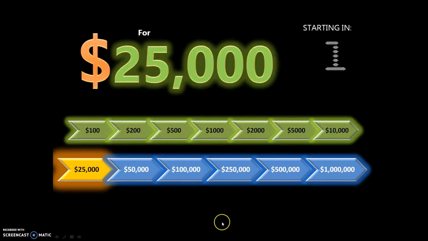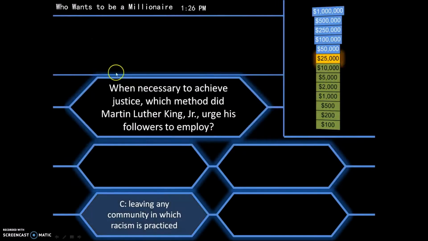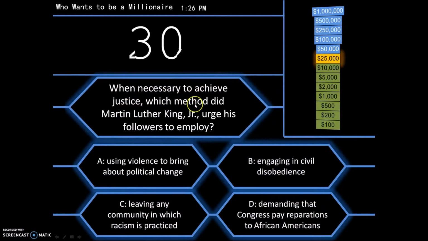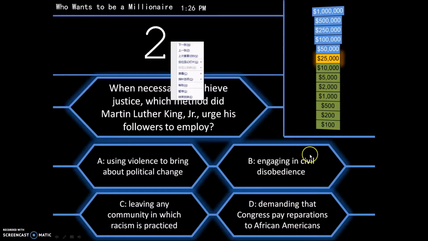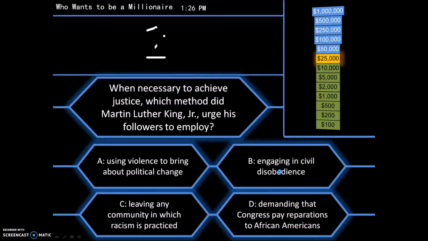Alright, a few more questions to go. About a half. When necessary to achieve justice, which method did Martin Luther King Jr. urge his followers to employ? So you should be able to really know the strategy here. So A, using violence to bring about political change. Not this one. B, engaging in civil disobedience. Yes. C, leaving any community in which racism is practiced. Yeah, no. D, demanding that Congress pay reparations to African Americans. Our answer here is B. This is the nonviolent protest.